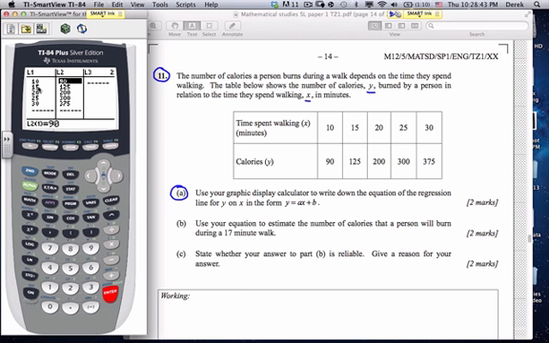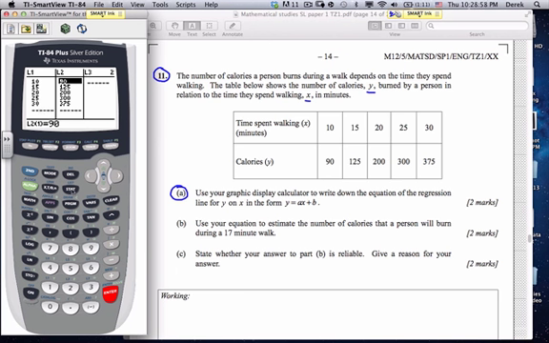Now I've already put this data in. You can see in my list 1. It's important to notice here the L1, L2. Sometimes this changes and later on you'll see that it's important. So I put my L1 there and my L2 there.